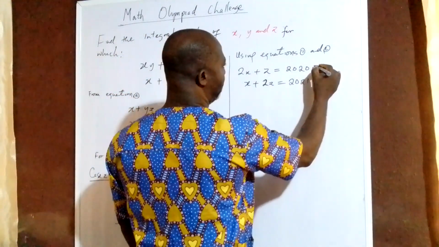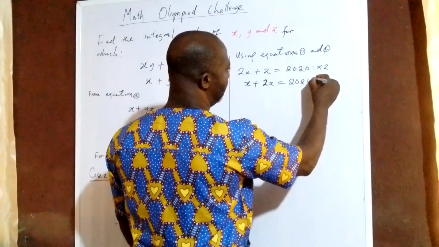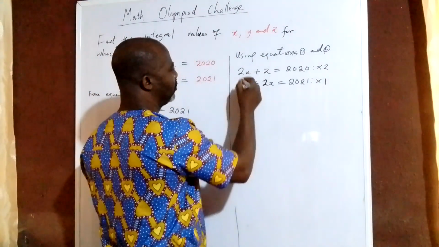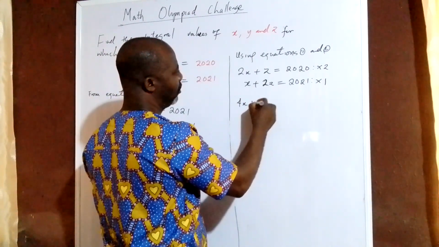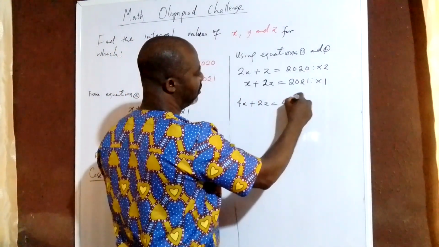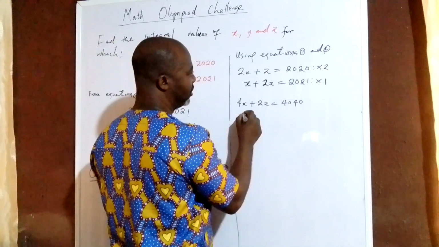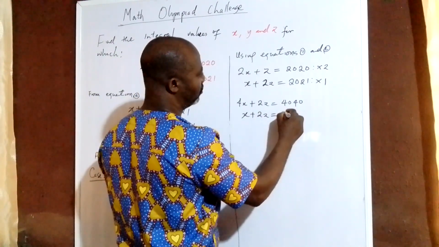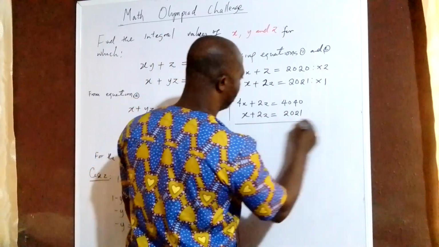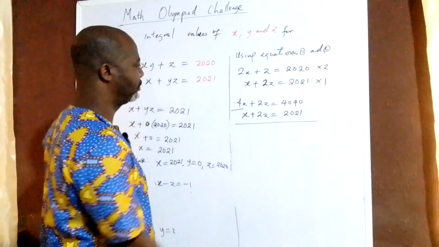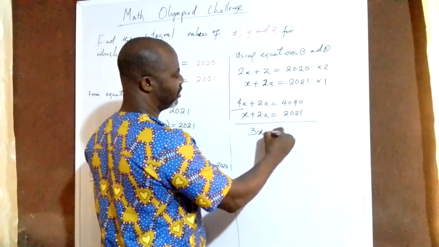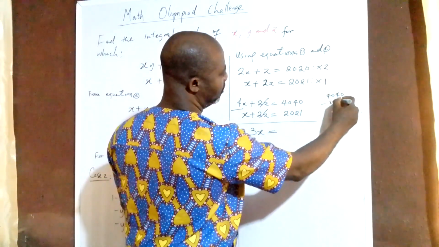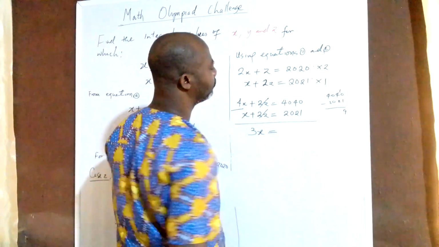In that case, I multiply this by 2 and multiply this by 1. So I want to eliminate z to determine the value of x. So this will give me 4x plus 2z equal to 4040. Then of course this gives me x plus 2z equal to 2021. Once we use the elimination method, this will give me 3x equal to this, and this will go. So I have 4040 minus 2021.